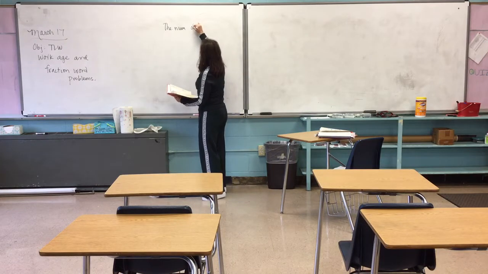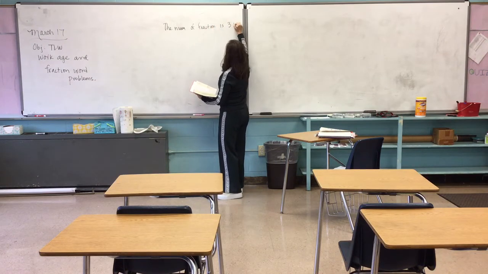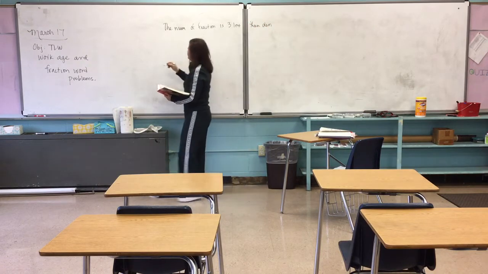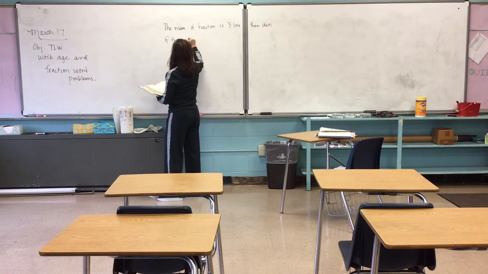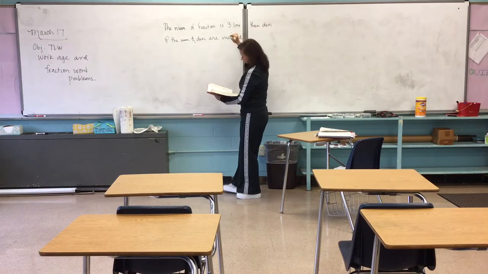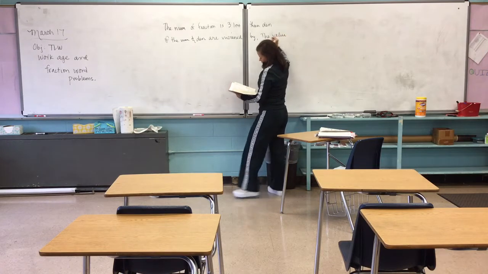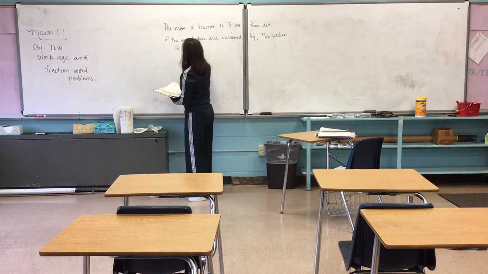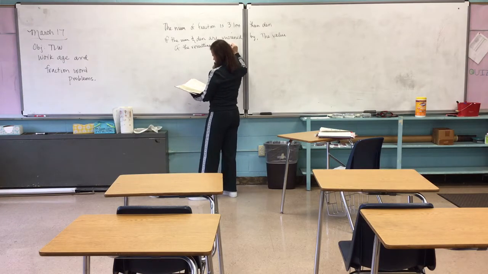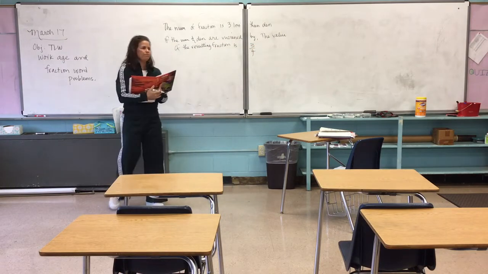The numerator of a fraction is 3 less than the denominator. If the numerator and denominator are increased by 1, the value of the resulting fraction is 3/4. They want us to find the original fraction.